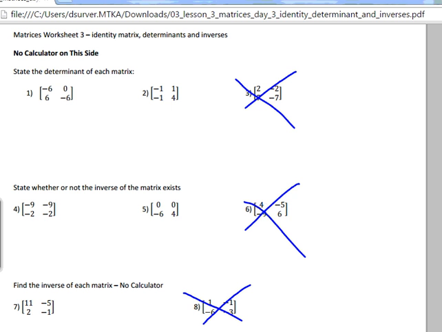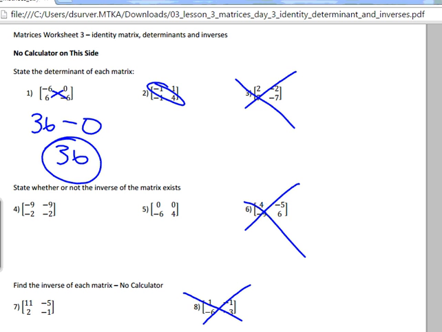All right, state the determinant. Oh, determinants are so easy. That's just this times this and that times that. So what's negative 6 times negative 6? 36 minus, what's 6 times 0? 36 minus 0 is 6. Is that going to be a problem matrix? That's all you're really finding. No. If it had equaled 0, it would be that problem matrix.